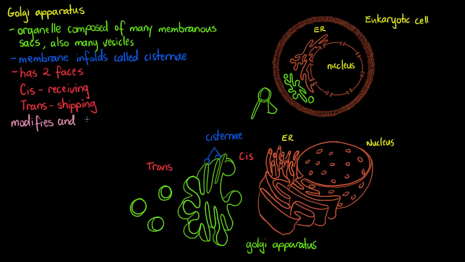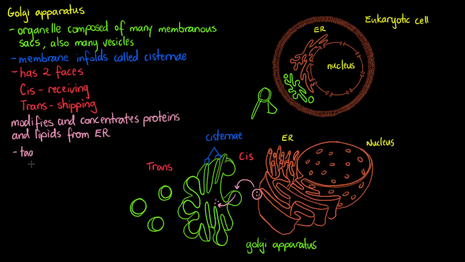Now we can actually talk about what's happening within our Golgi apparatus. So what it's going to be doing is modifying and concentrating all of the proteins and lipids that are going to be entering the Golgi apparatus from transport vesicles that come from our endoplasmic reticulum. Now let's draw this process so we get a better idea of what's going on. Let's say we've got this transport vesicle here that's budding off from our endoplasmic reticulum, and it's delivering newly folded proteins toward the cis or receiving end of our Golgi apparatus, and those proteins are then going to be modified and concentrated within that Golgi apparatus.